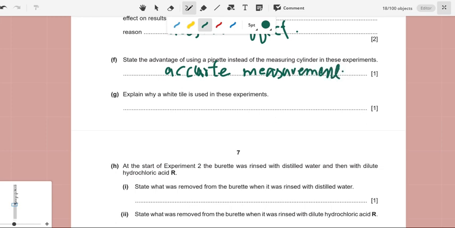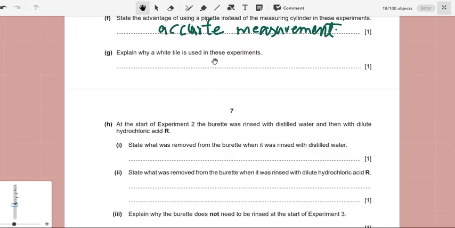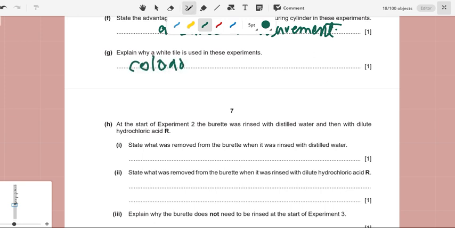Okay, and the next one, explain why a white tile is used in this experiment. Because the reason is the color change can be seen easily, because here we use the indicator, and when we use the white tile in this experiment, the color change can be seen easily.